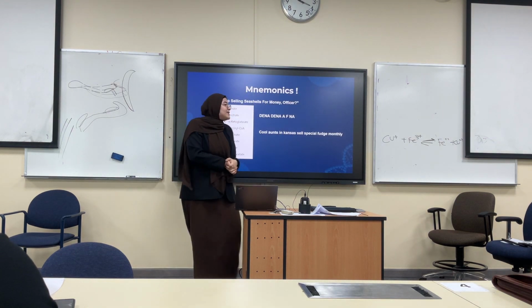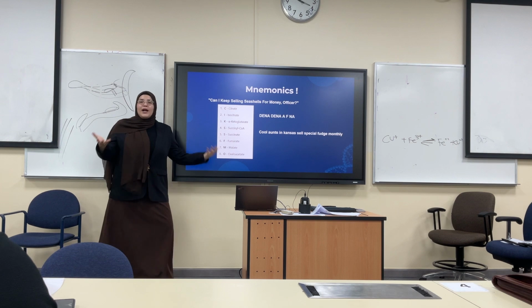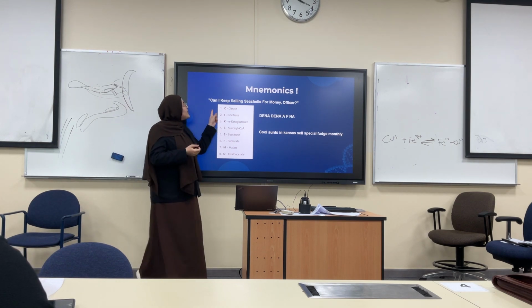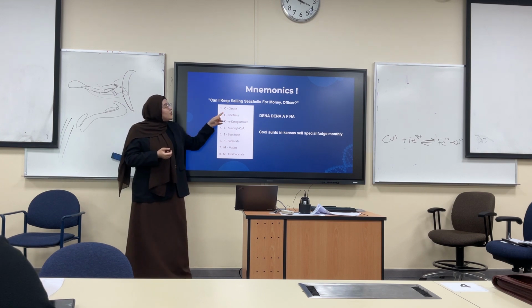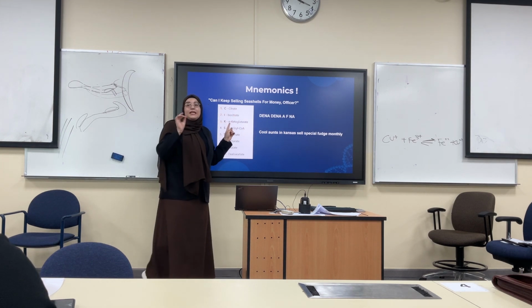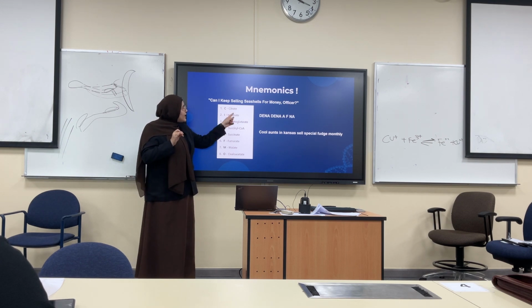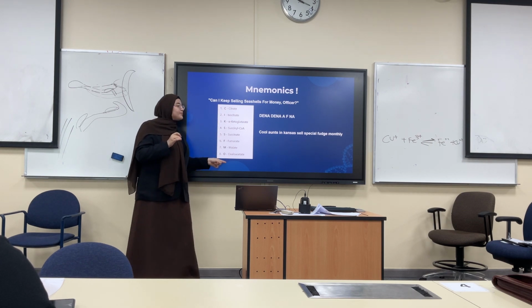So how are we going to memorize this? In the exam, how are you going to draw it out so you could easily solve the questions? We have the first mnemonic, which is, can I keep selling seashells for money, officer? This is for the substrates. So we have, as we know, the citrate, isocitrate, and going on.